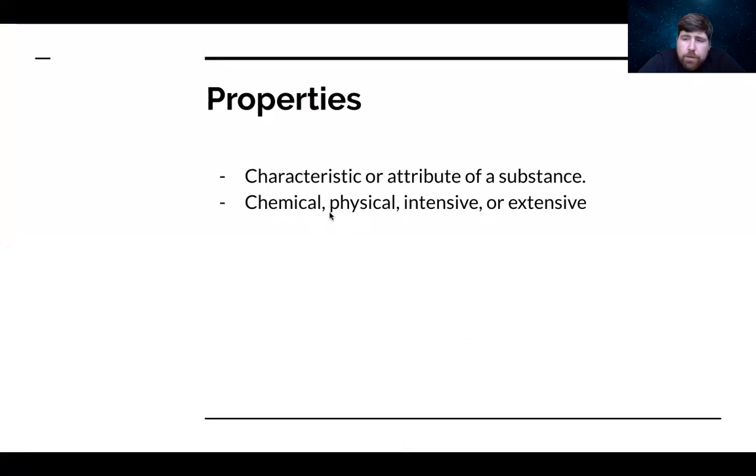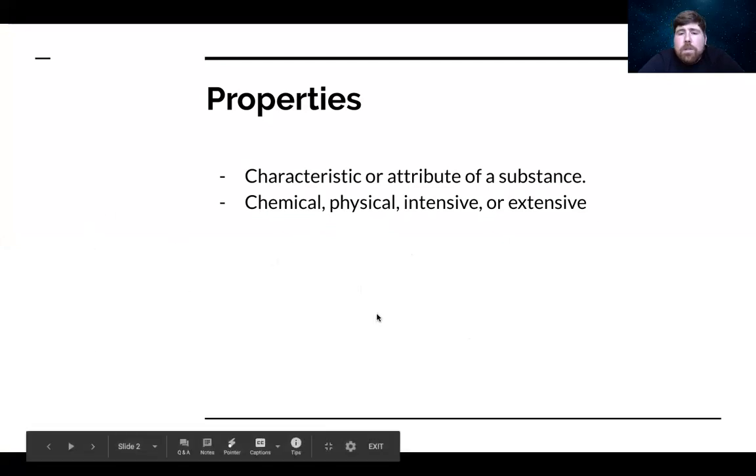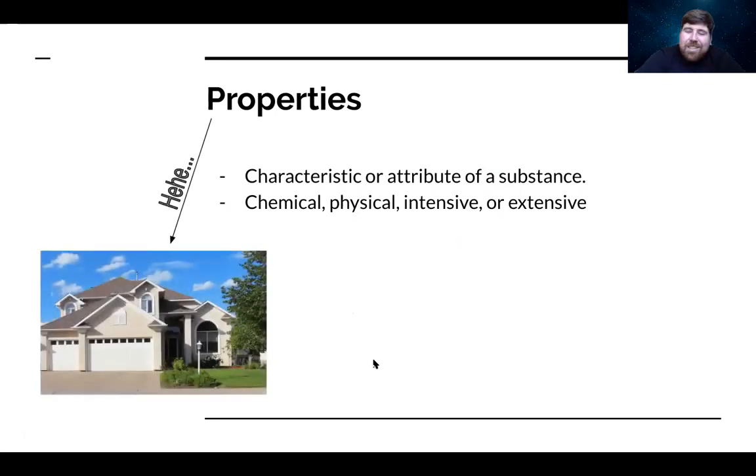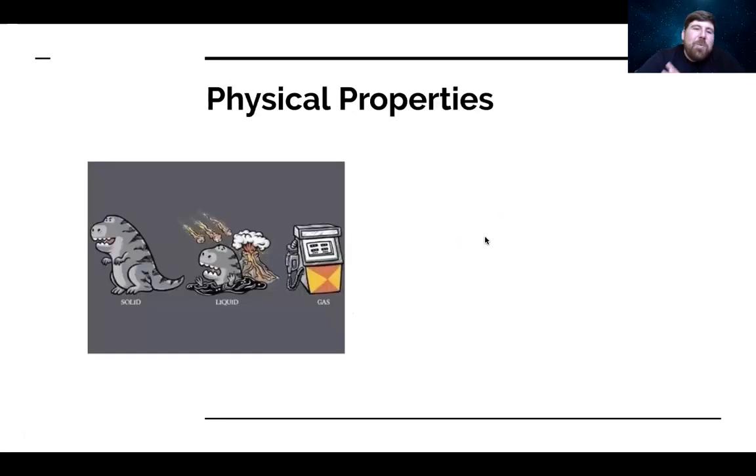Chemical and physical are going to be exclusive from each other. So when you're studying a property of a substance, it either is chemical or physical. Intensive and extensive are exclusive from each other as well. So a substance will either have extensive or intensive properties. So with that being said, let's go ahead and jump into physical properties.